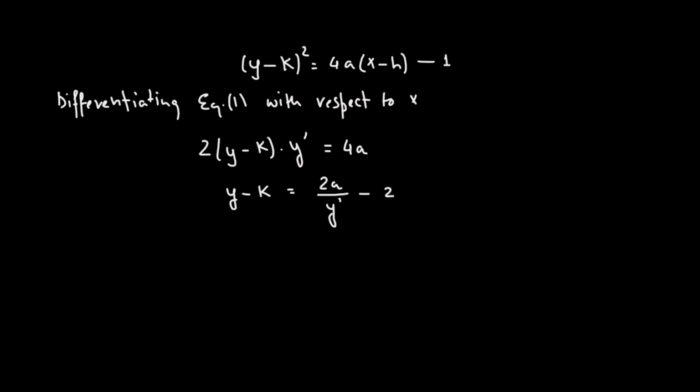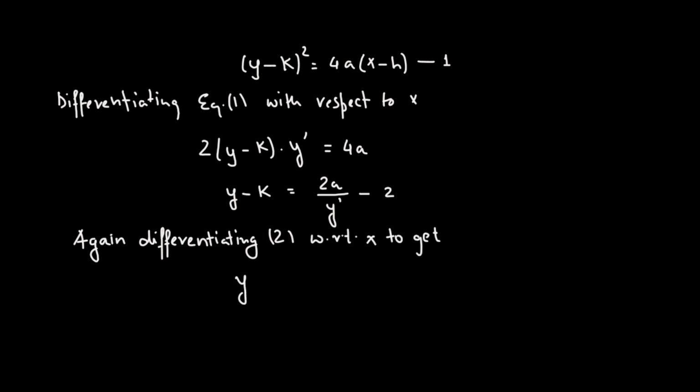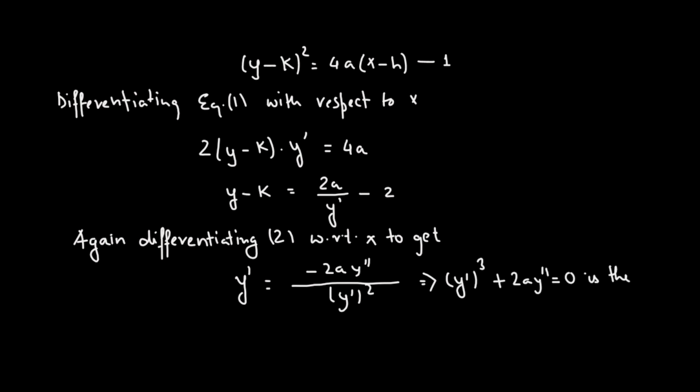Now we are going to differentiate equation number 2 with respect to x to get y prime equals negative 2a y double prime divided by y prime whole squared. So here we have used the quotient rule on the right hand side, and rearranging the equation, we finally obtain y prime whole cube plus 2a y double prime equals 0, and this is the required differential equation.